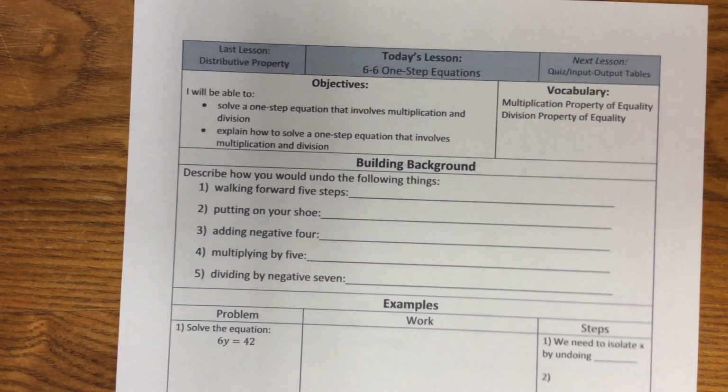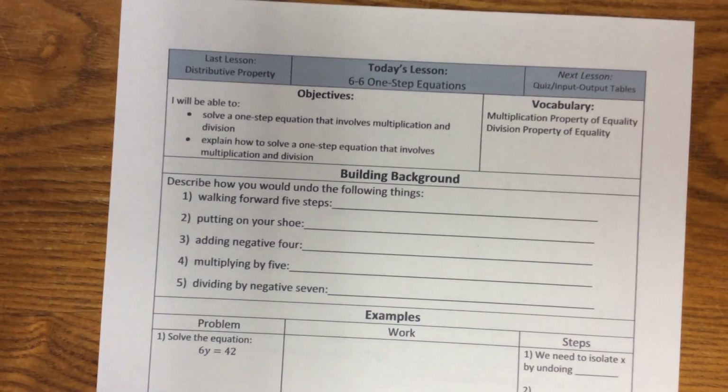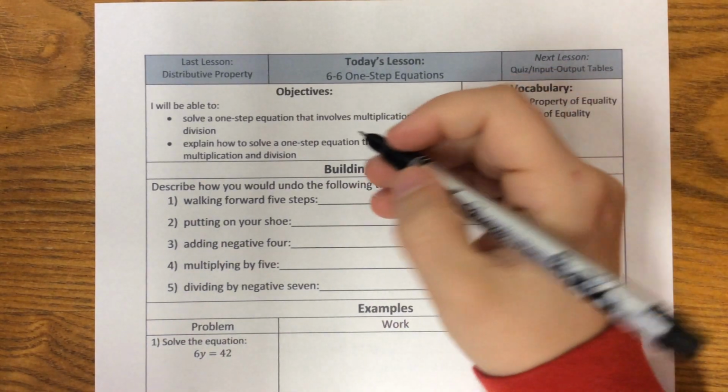All right. So we have our building background. So we're going to describe how we would undo the following things. So if I walk forward 5 steps, how would I undo that? What would be the opposite of that? How would I undo it? I would walk backward 5 steps.